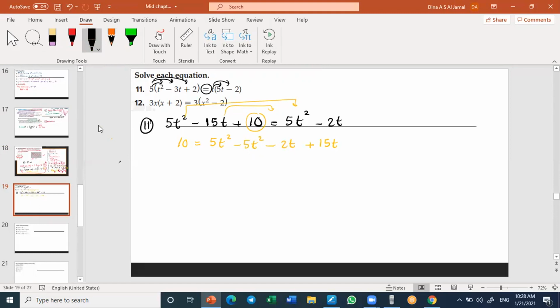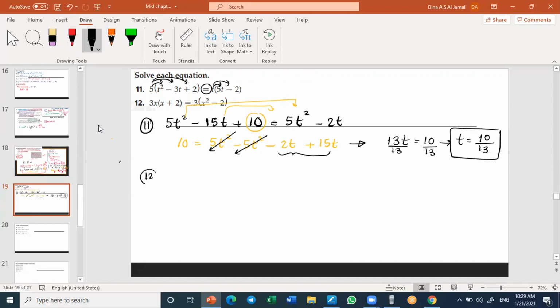This will help you cancel this and this, and here you are having like terms, which will help you to do it like this. 13t is equal to 10. That means divide both sides by 13. You will be getting 10 over 13. This is your t. Now let's go and solve the other question.